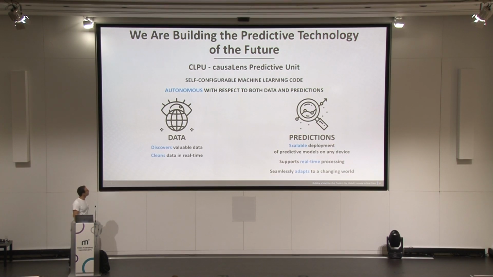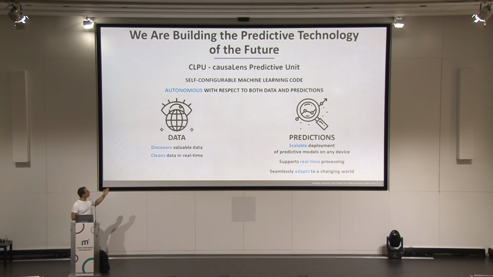So at Causalence, we're building what we call the CLPU, the Causalence Predictive Unit. The way to imagine it is it's a box that can configure itself. So it's essentially self-configurable machine learning code, and it's fully autonomous with respect to the data it's using, how it's manipulating the data, and how it's changing its predictive models.